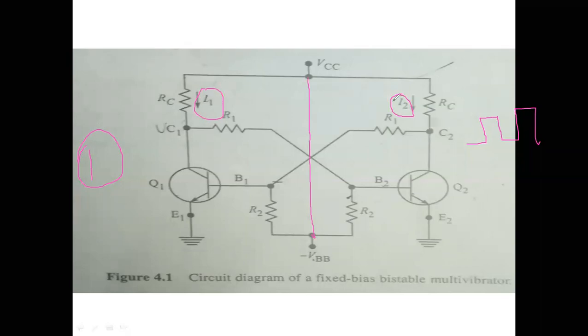But both currents will not be equal. One will be large and one will be small, and correspondingly there will be changes in the circuit, which make the transistor move to a stable state.